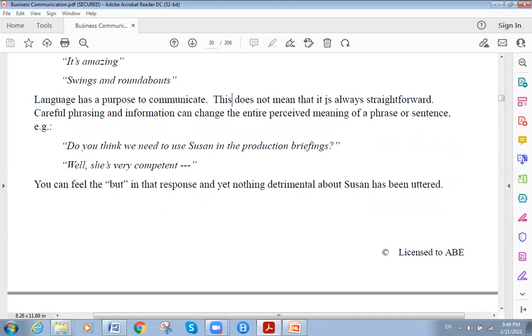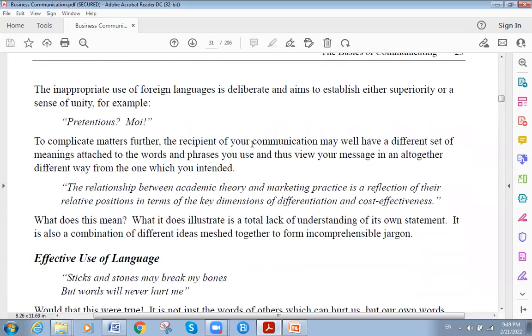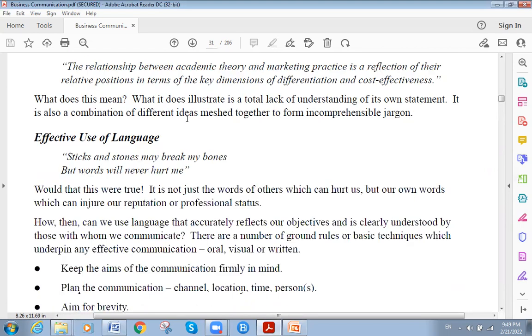This does not mean that it is always straightforward. Careful phrasing can change the information. So you have to be very careful in using the phrases and the words. Also, you have to be appropriate in using foreign languages, and you have to use the language effectively.